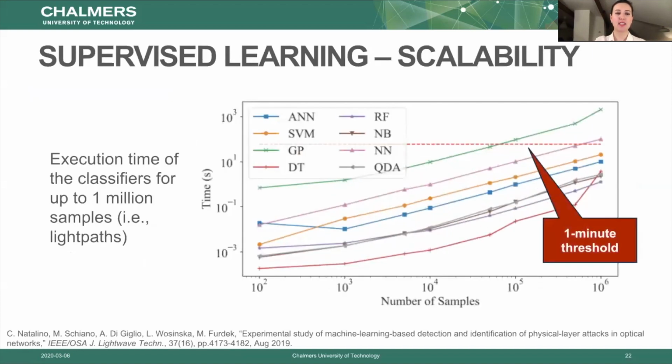We also tested the scalability of these classifiers, where we artificially generated 1 million samples, and we tested the execution time for each of them compared to the 1-minute threshold. Most of them are able to process that much data that quickly, and still leaving sufficient time for potential other actions within a monitoring cycle.